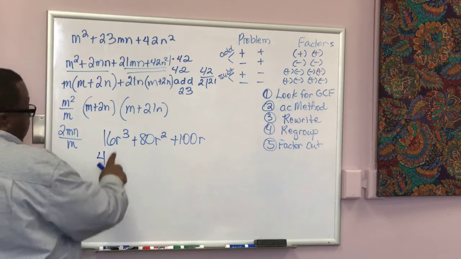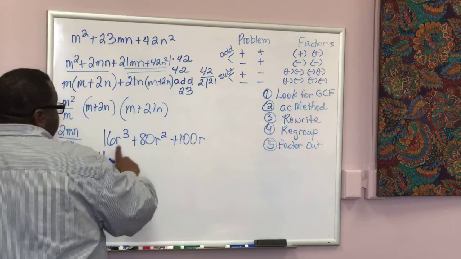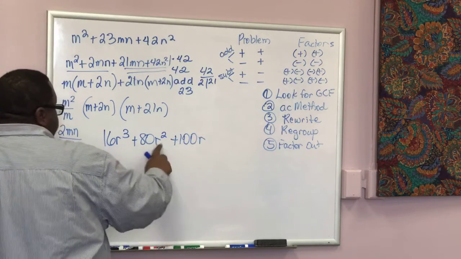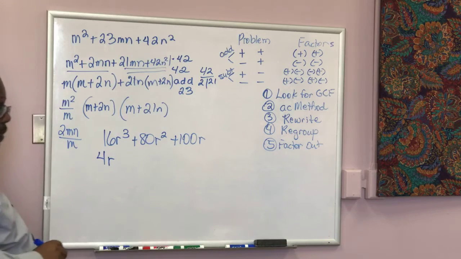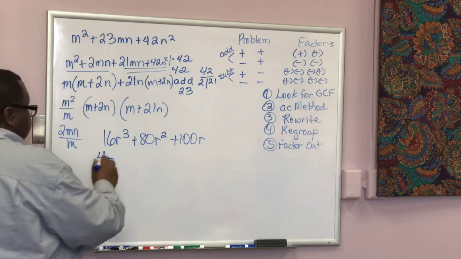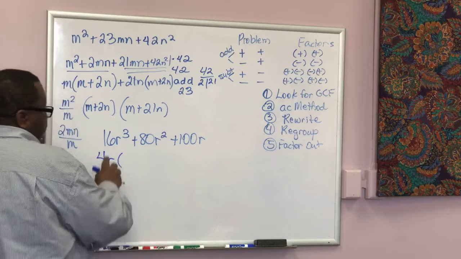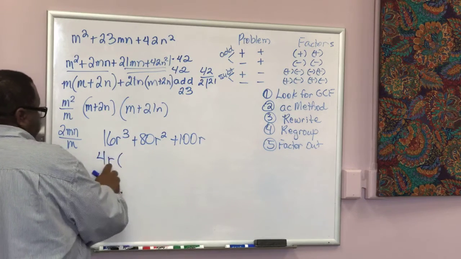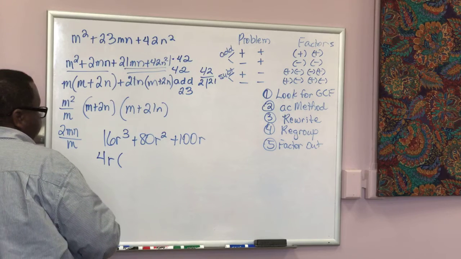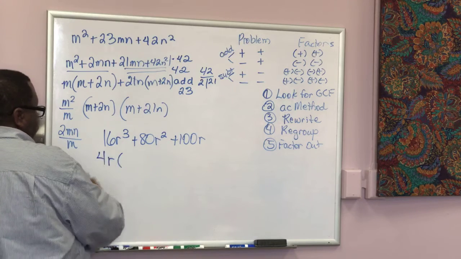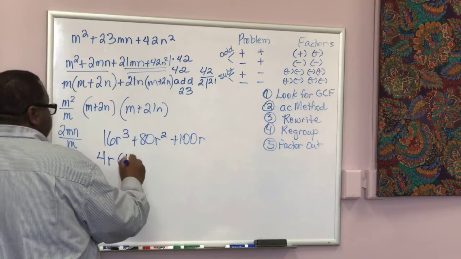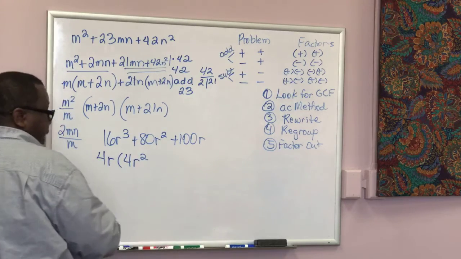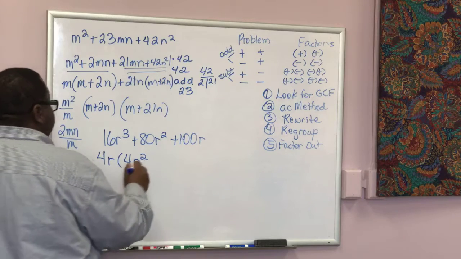Now are they all sharing the same variable? R. Yeah, they all share the same variable r. So we're gonna take out an r. So our GCF is gonna be 4r. Alright? Now we're gonna do what? Divide. What's 16r to the third power divided by 4r? What's 16 divided by 4? 4. And what's r to the third power divided by r? r squared, right? Okay?